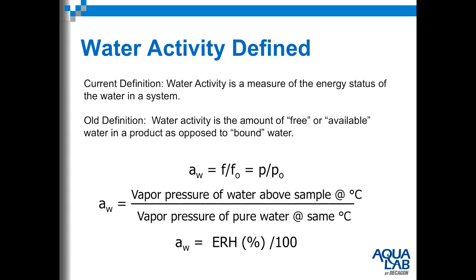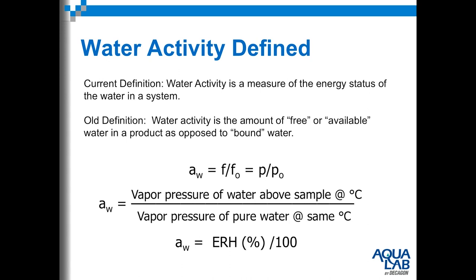The old definition actually helps to kind of visualize what's going on. The reason we've moved away from this is some of these terms mean different things to different people. But the idea here is that water activity is the amount of free or available water in a product as opposed to bound water. So basically with water activity, we're looking at the energy of water as compared to how pure water would behave. So in a sense, using kind of the old definition approach, this is the degree of water that's being bound to the cellular surfaces or chemicals in the product. And it's kind of a measure of how tightly that water is held physically within that matrix.